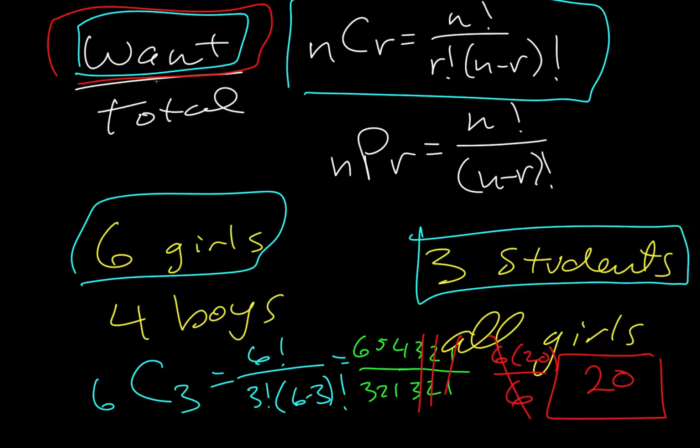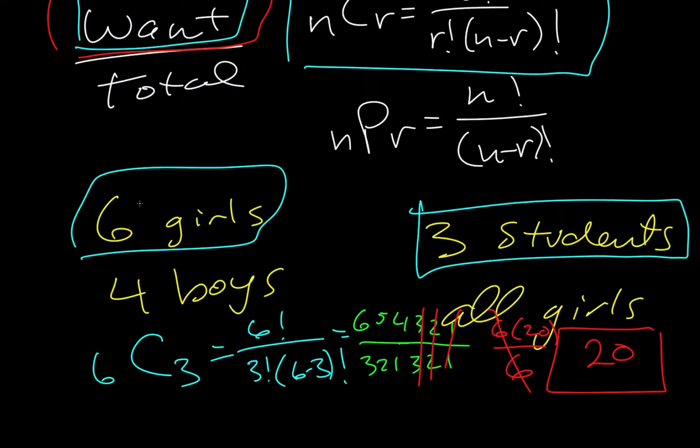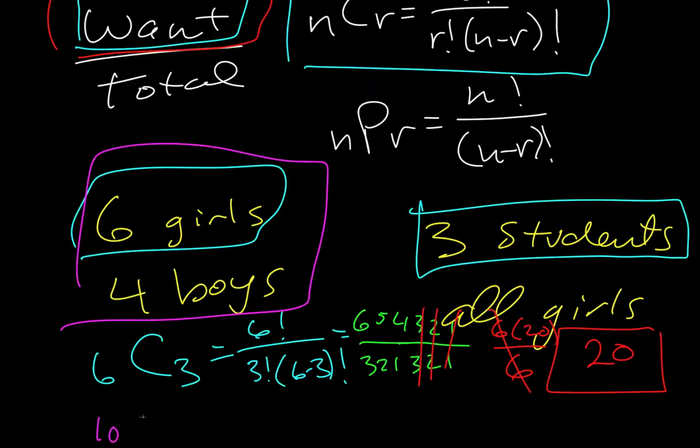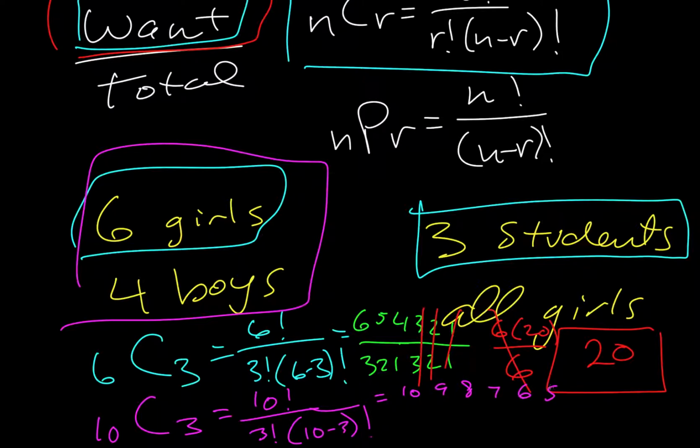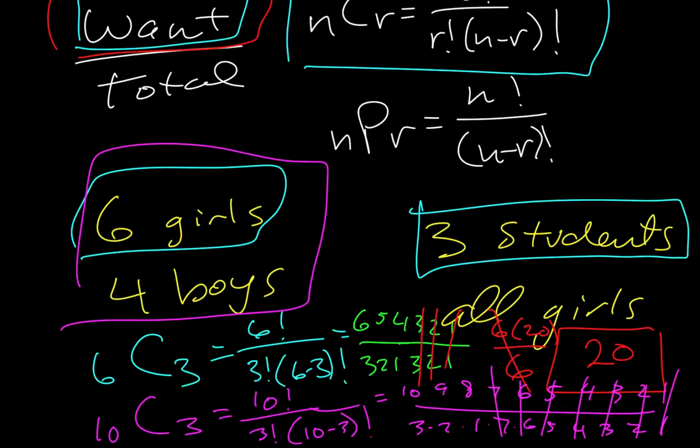Okay, now for the total, we just want to know the total number of committees that could exist. And so to do that, we now look at all the students, and we get 10C3. We're still choosing 3, but we have 10 to choose from. So we're going to say 10 factorial over 3 factorial, 10 minus 3 factorial. So that's going to be 10, 9, 8, 7, 6, 5, 4, 3, 2, 1 over 3, 2, 1, and then 10 minus 3 would be 7, so 7, 6, 5, 4, 3, 2, 1. All this stuff cancels up to the 7.